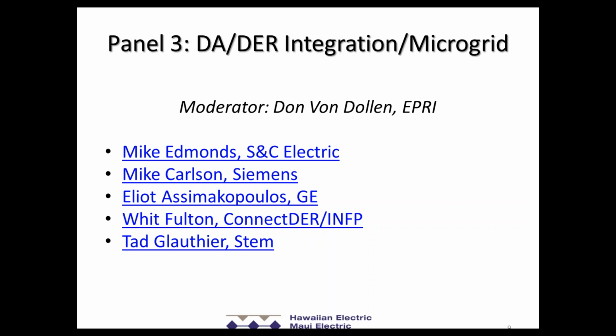So let me introduce 3 of the panelists. Mike Edmonds is president for USA Business for S&C Electric Company. Mike Carlson is president of Siemens Digital Grid North America. He's also the CEO of eMeter. And Elliot, I'm butchering your name. Thank you. Is the microgrid sales leader for GE Solutions. I'm sorry about that, Elliot.